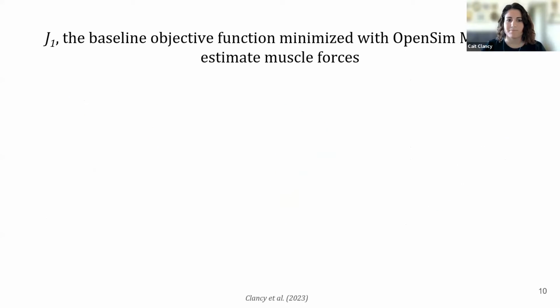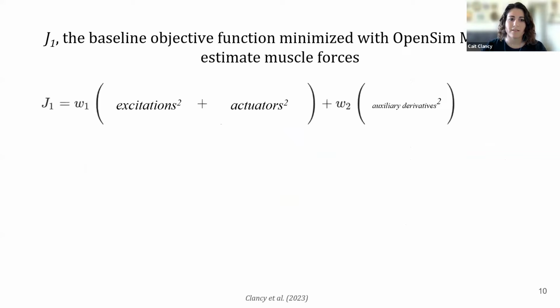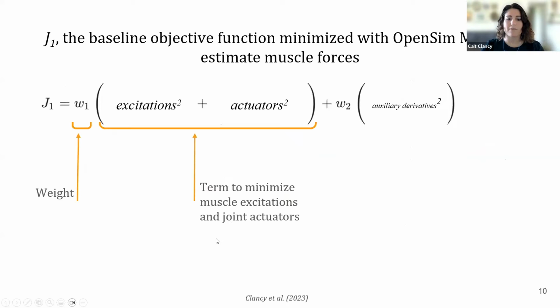And now we can get to the OpenSim MoCo part of the talk. What I'll be showing here is J1, which is our baseline objective function, minimized with OpenSim MoCo to estimate muscle forces. When we look at J1, we see there are two terms. That first term is a term to minimize muscle excitations and joint actuators. We'll talk a little bit more in the second part of the talk about what these joint actuators are.